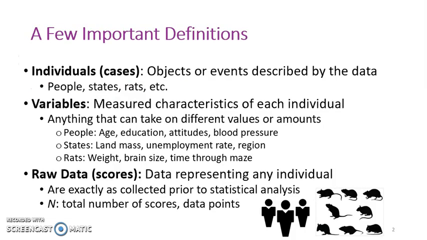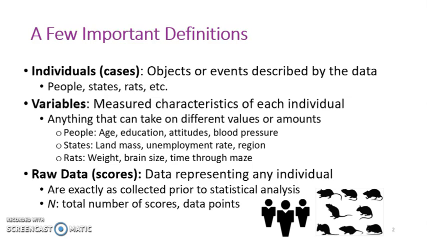Before we begin, we should discuss some basic definitions that we'll use throughout the course. These are especially important for working with datasets to know the correct terminology of the components of a dataset. We define individuals, or cases, as the objects or events described by the data. These could be people, states, rats, or other things. We define variables as the measured characteristics of each individual. Essentially, in our studies, variables are anything that can take on different values or amounts.